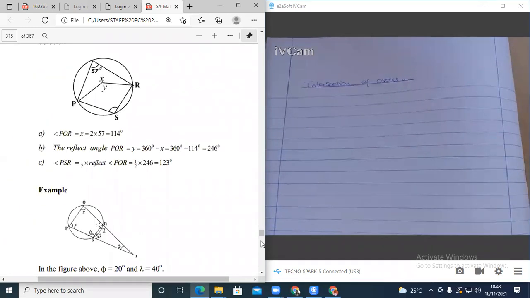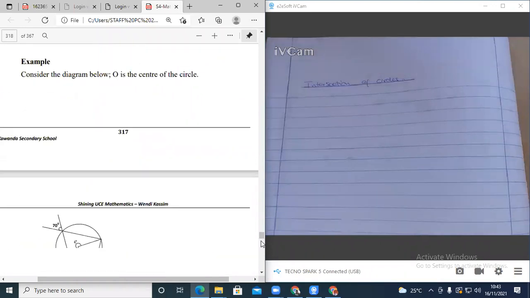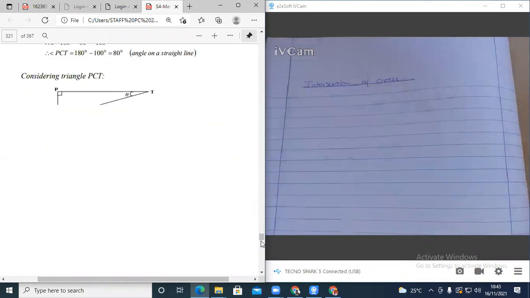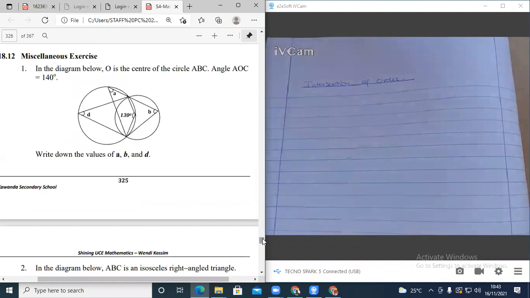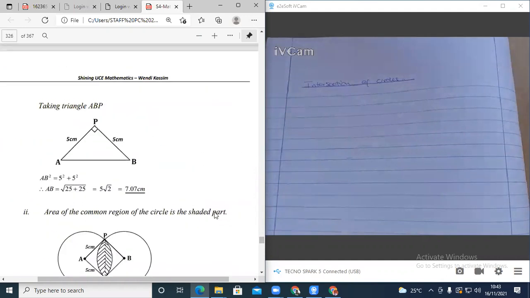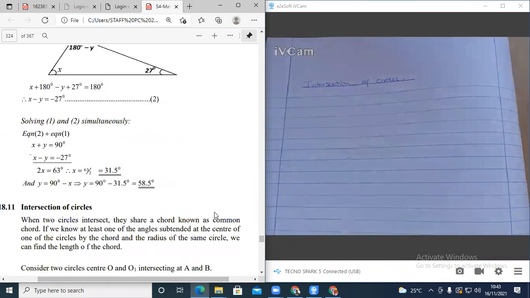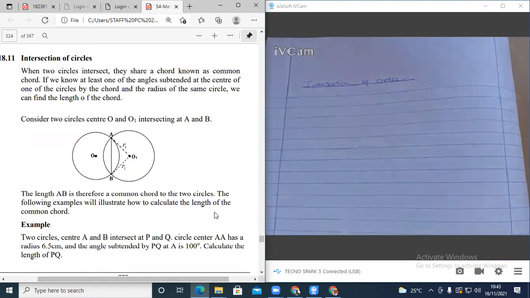And it is here. So what are they saying? They are saying that when two circles intersect, they share a chord. When two circles intersect, they share a chord.